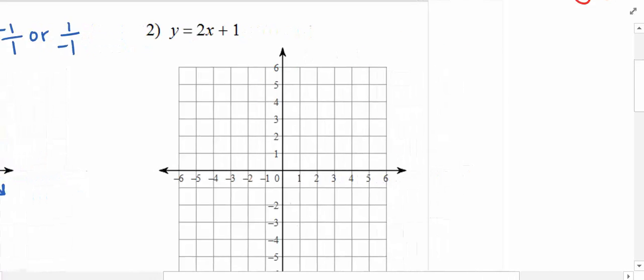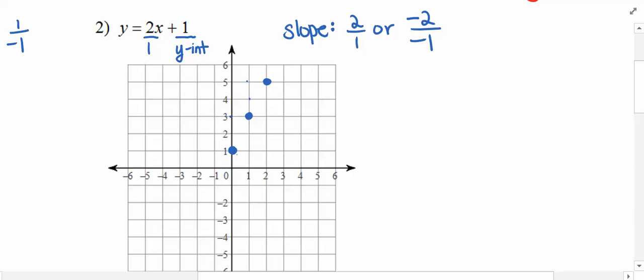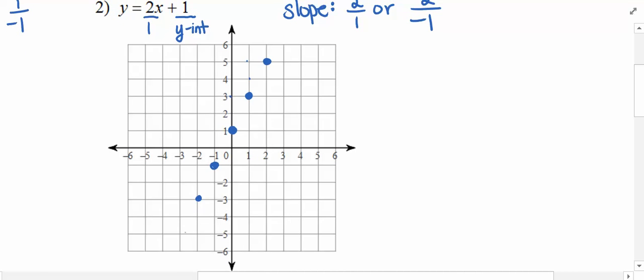Go over to number 2. Again, you want to start with your y-intercept, the number by itself. So we're going to start at 1, make a dot there, and your slope is the number next to x, so this is 2 over 1. It means I'm going to go up 2 over 1, up 2 over 1. I know that my slope is 2 over 1, but I could also say negative 2 over negative 1, because that would still equal 2. So I could go down 2, back 1, down 2, back 1, down 2, back 1, and then grab a ruler and just connect those dots with a line.